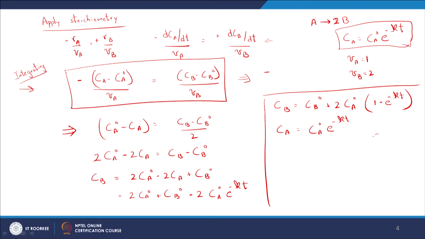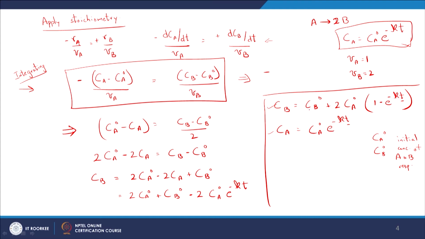So, what are Ca naught and Cb naught? Obviously, they are the initial concentrations of A and B respectively. And with this you can now solve for A and B at any given time t. That is what you see here. And thus obviously we are not going to go through that in detail.